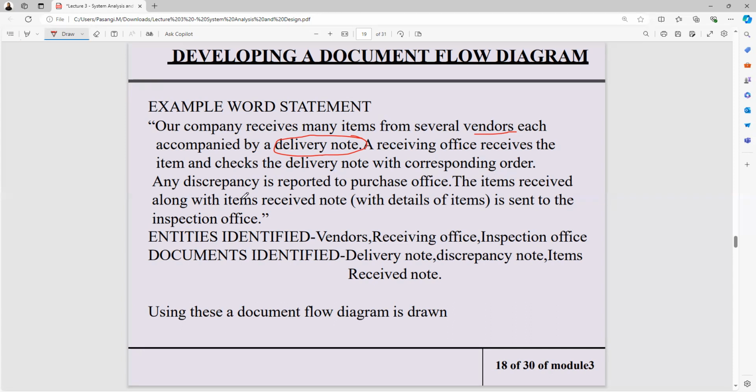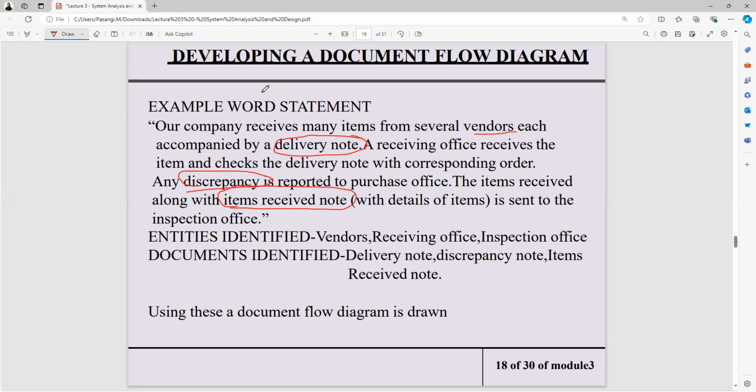Then the items received, along with the items received note. So here we have the items received note, and also here we have the discrepancy note. Then it is sent to the inspection office. So what are the documents which we found from this entire statement? One is the delivery note, the other is the items received note, and then we have the discrepancy note. These are the three notes which we were able to identify from this statement.